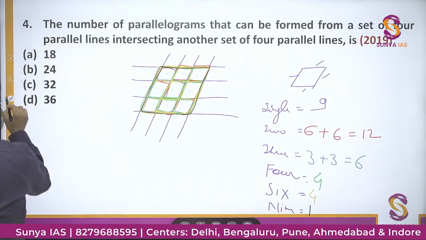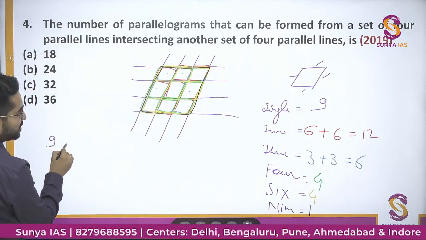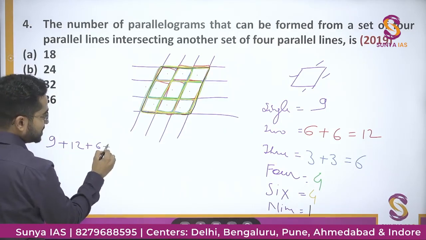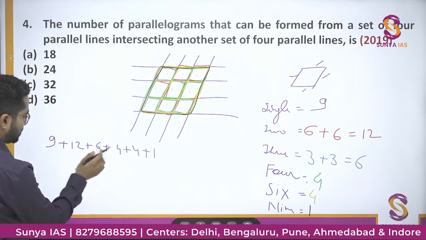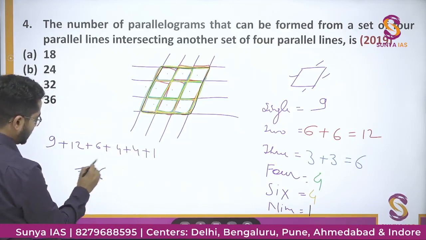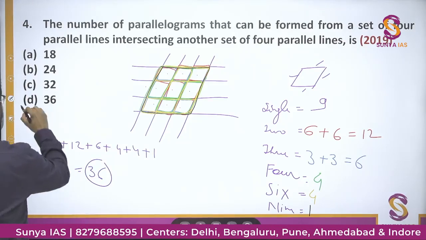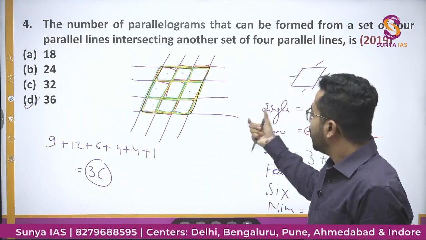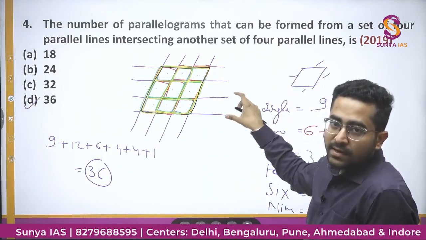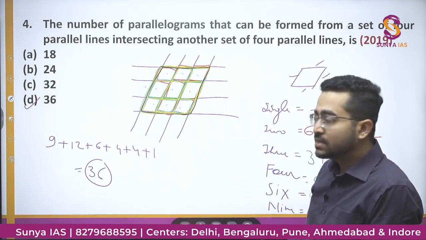So if I add the numbers, the total number of parallelograms getting formed: 9 plus 12 plus 6 plus 4 plus 4 plus 1, that is equal to 36. Is there any option 36? Yes, option D, 36 is there. So this is the method of counting the number of parallelograms or rectangles or triangles, number of figures, right?